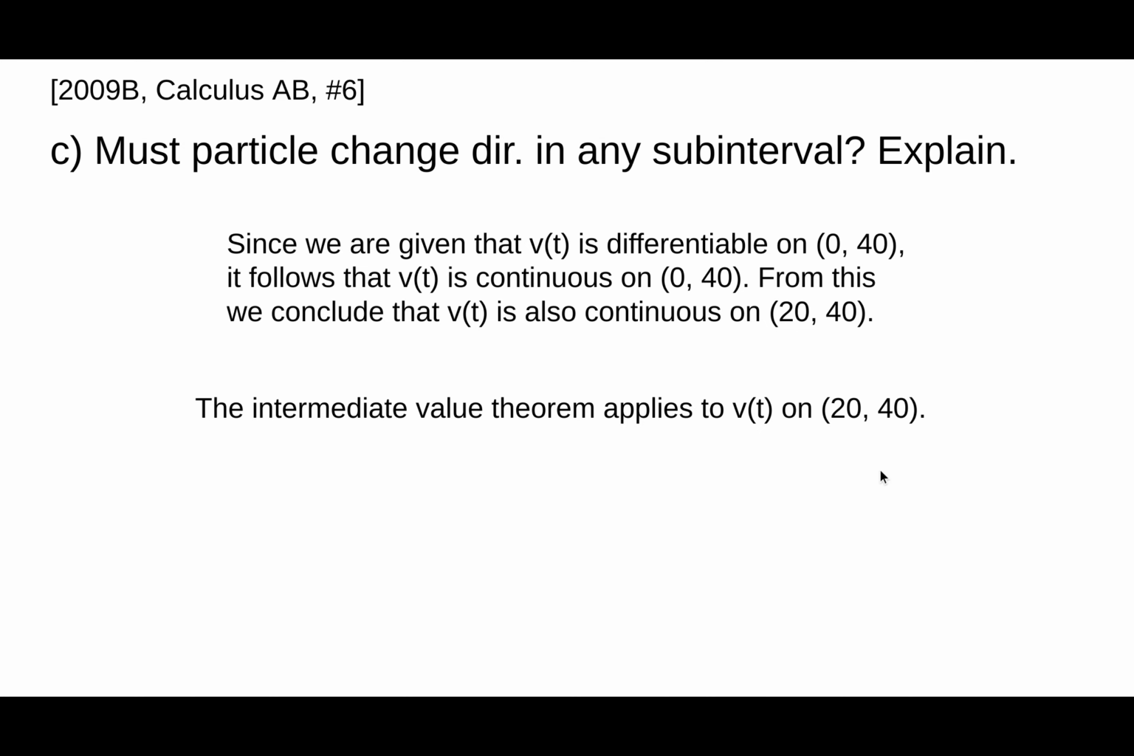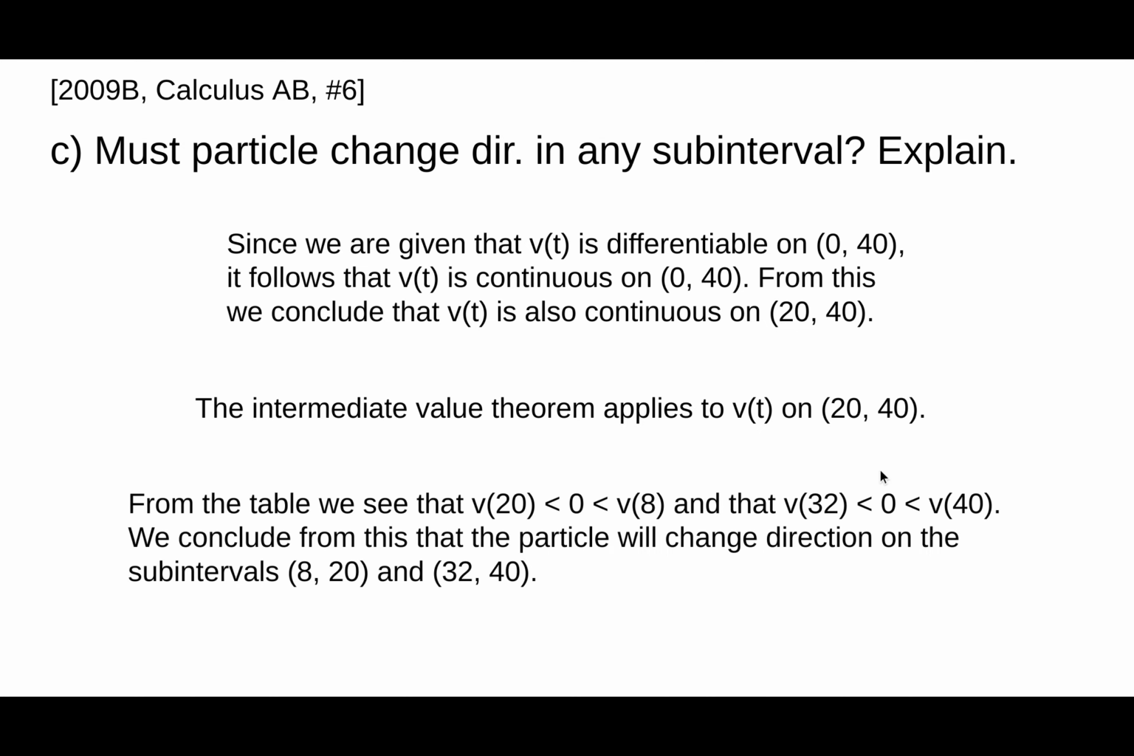So, from the table, we just check the signs of the values of v of t. We're basically looking for sign changes. It's the intermediate value theorem. The particle will change direction whenever it switches from positive to negative at a 0. Okay, great. From the table, v of 20 is negative, v of 8 is positive, so between 8 and 20, the particle has to change direction.